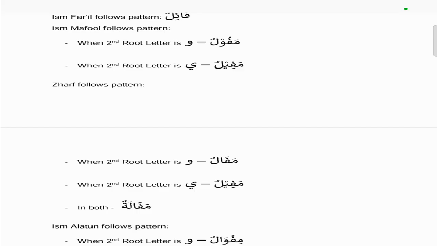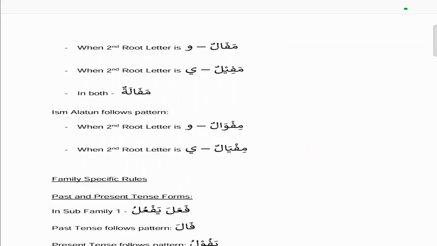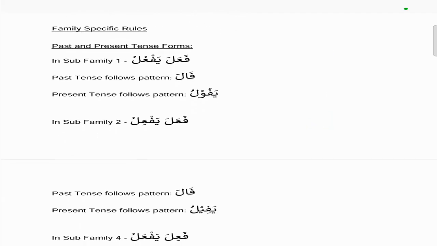And in both, it's mafala tun, because the zarf can have more than one form. And the ismi alatun follows a pattern depending on what the second root letter is, whether it's a wa or ya. If it's a wa, it's mifwalun. But when the second root letter is ya, it's mifyalun. You can see in each case that the wa is inside when the second root letter is wa, you can see the wa in mifwalun. And if it's ya, then you can see the ya in mifyalun. But there are some family specific rules as well.